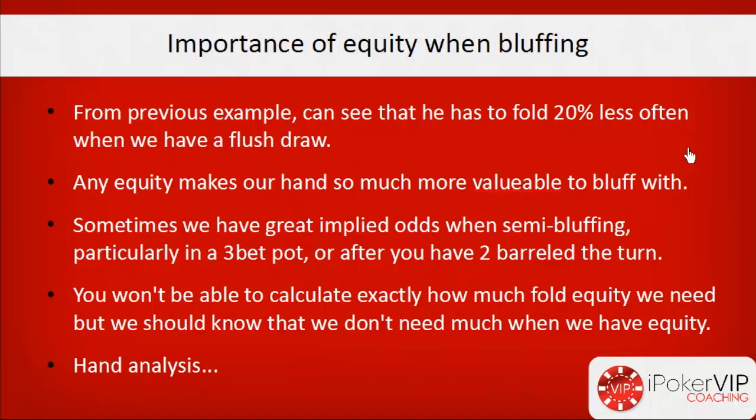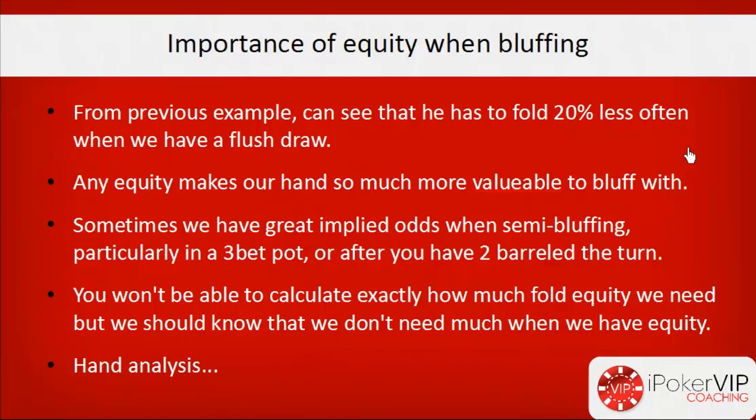So from the previous example, we can see that he has to fold 20% less often when we have a flush draw, because he only has to fold 40% instead of 50%. Now that's pretty huge. And if you think about it, when most people see a flop, they're almost always going to be folding more than 40% to a raise, assuming their range isn't super, super nitty. They're going to have just high card hands like ace king or ace queen, or some medium pairs that they would see bet in, and now they just fold it to a raise.